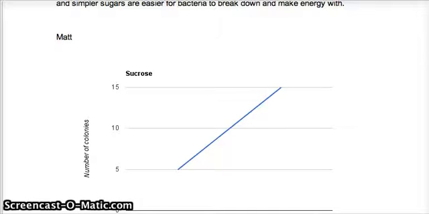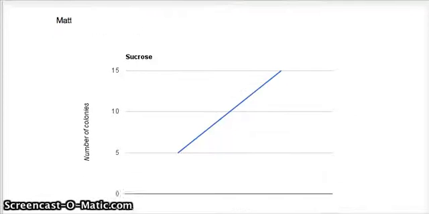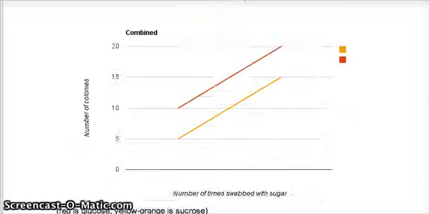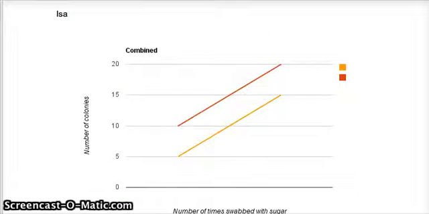We think this sugar will be harder for bacteria to break down and grow off of, because it has two molecules instead of one. So bacteria can just consume one, but for sucrose, the bacteria has to consume one, then another, and then start growing. And Isa did the combined graph. We'll combine both of the sugars.